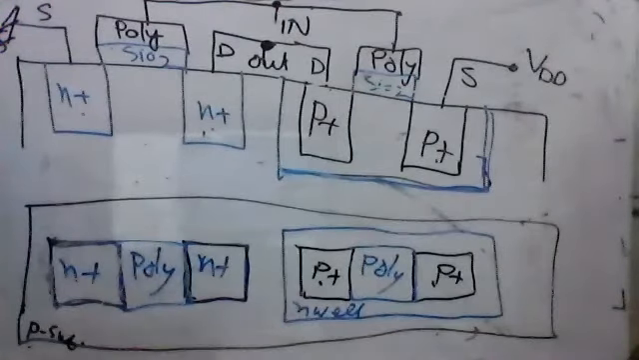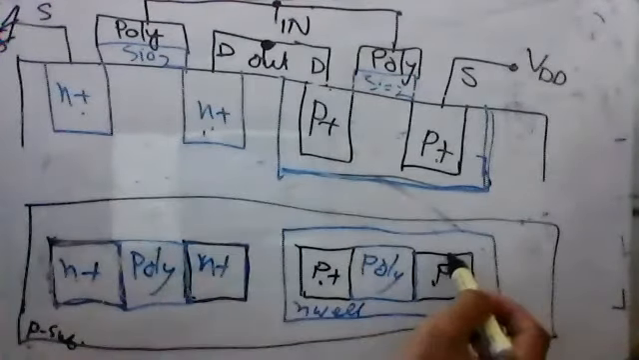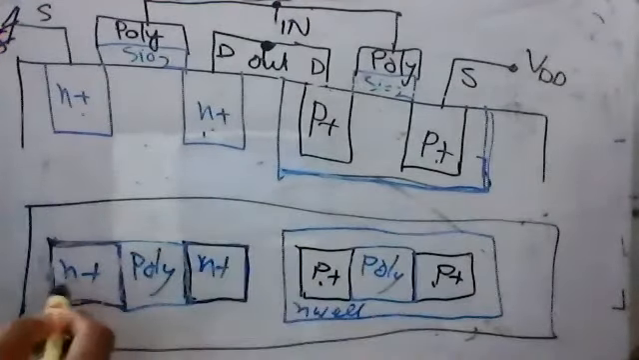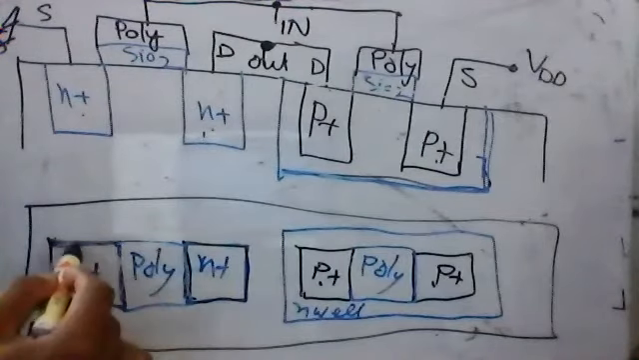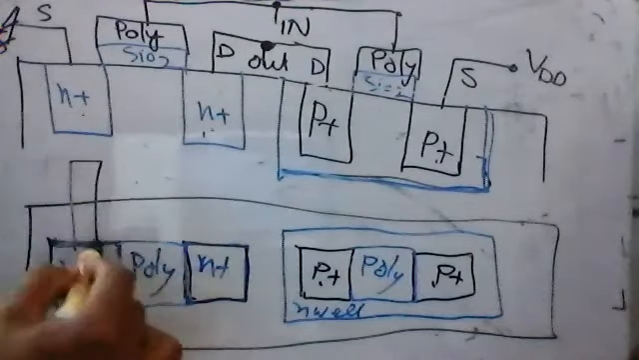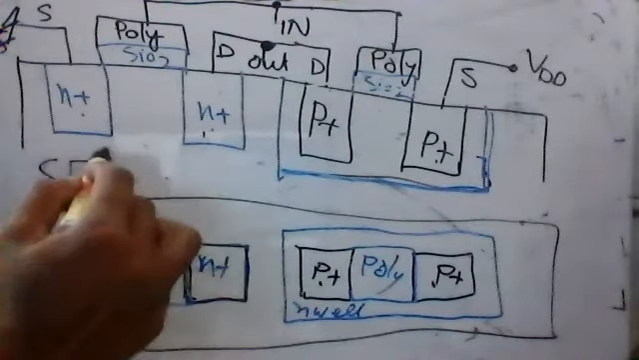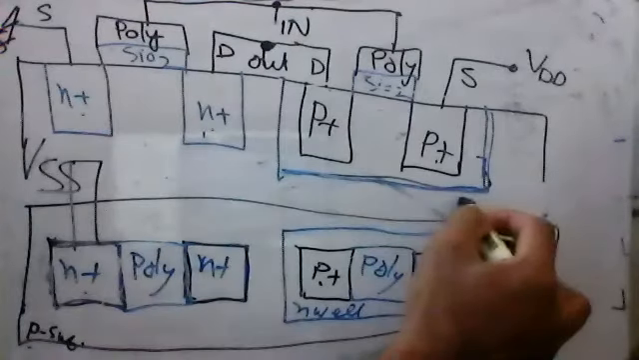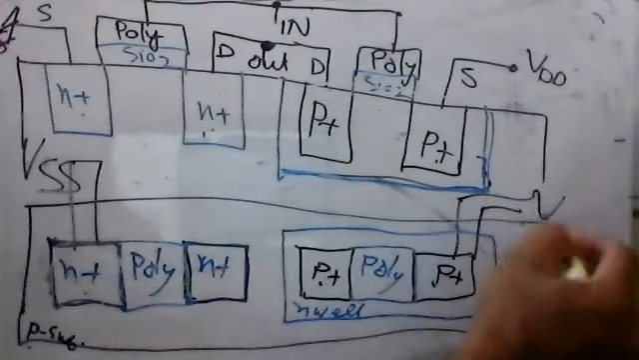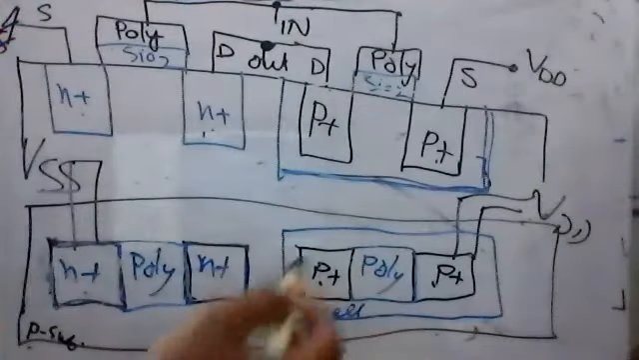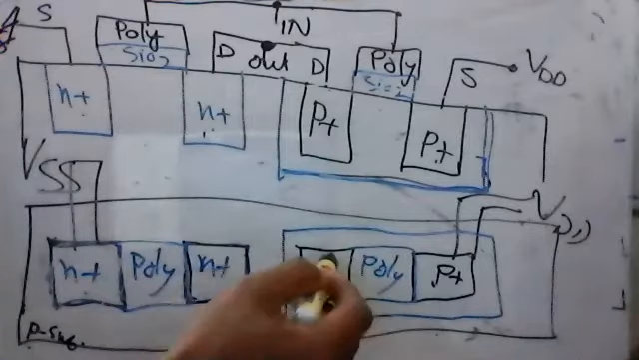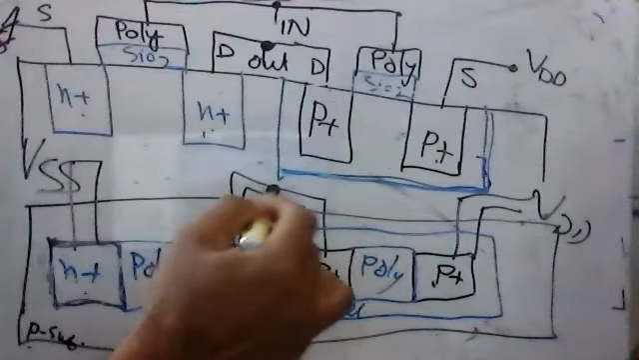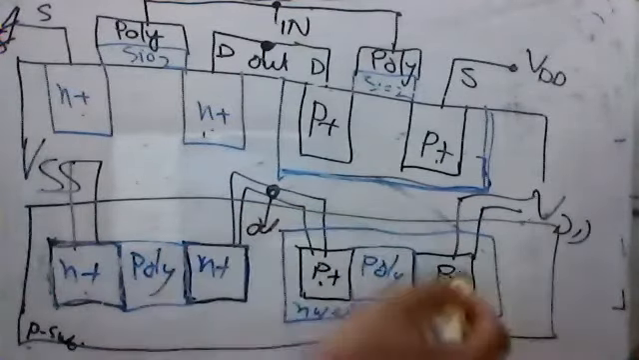Now we need to make connections, right? Only the connections are remaining. What are those connections? Let's consider this is a source. This source will be connected with the ground, or we call it VSS. And this other source we call it VDD. And this is the drain. These two drains will be connected here, and this will be the output. And the gate, where is the gate?